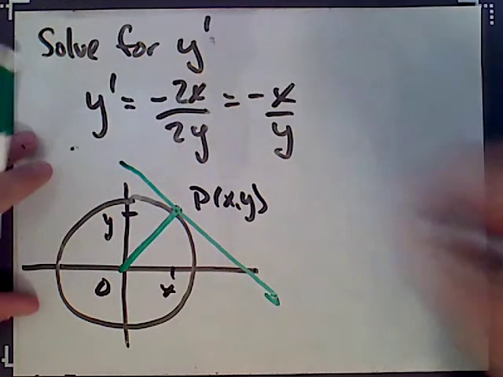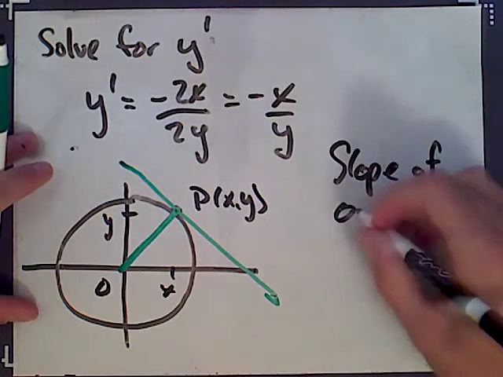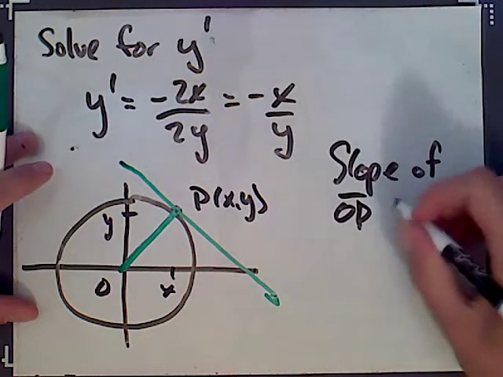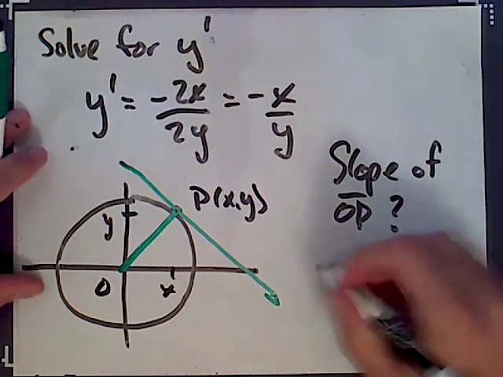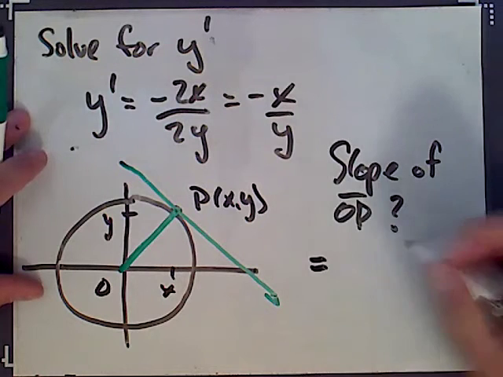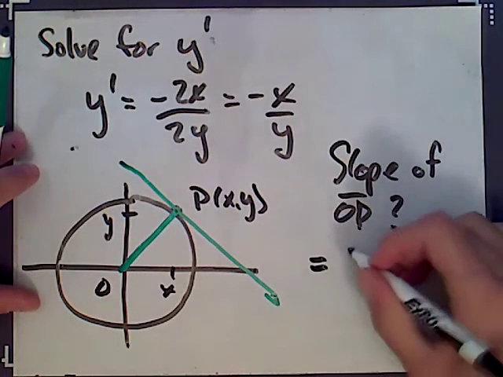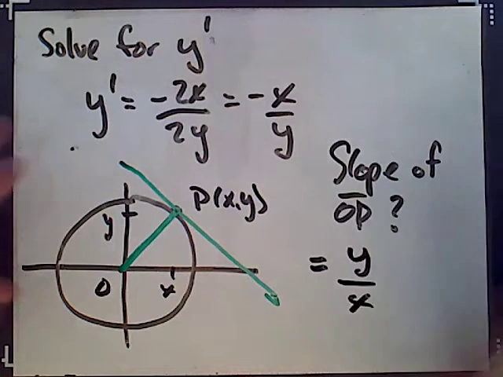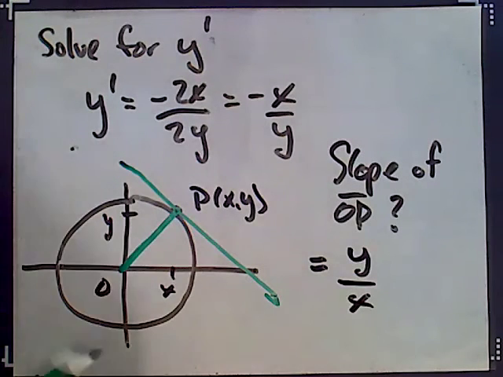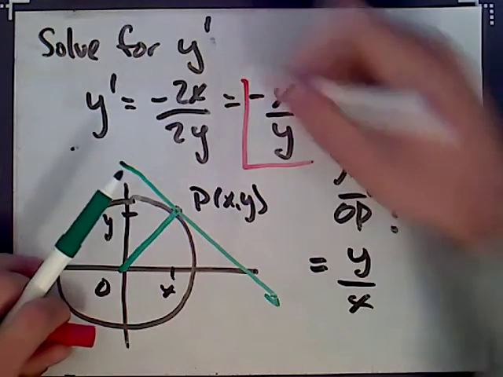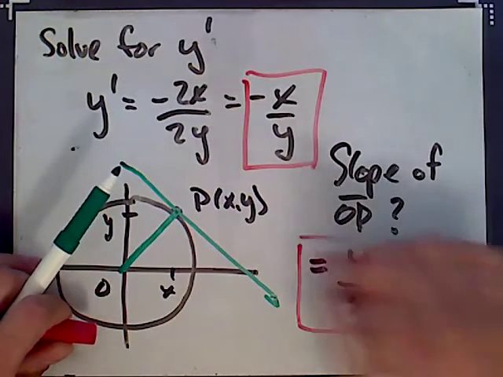What's the slope of OP, this line segment? Well, because it's centered at the origin, the slope is rise, which is y, over run, which is x. So here we have the slope of the tangent line, and here we have the slope of OP.